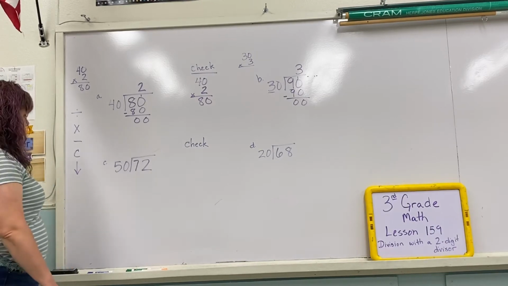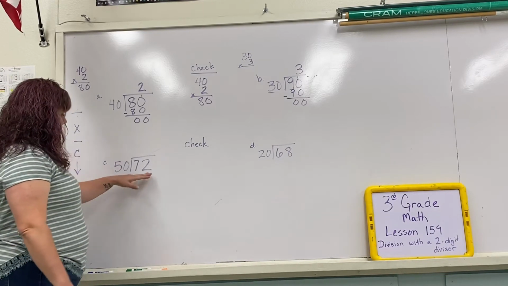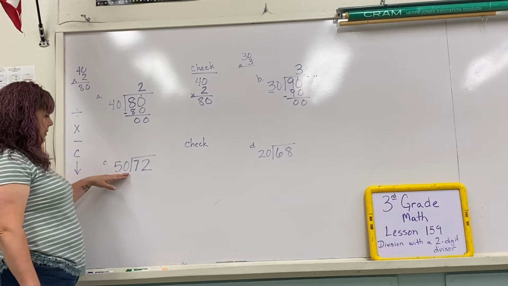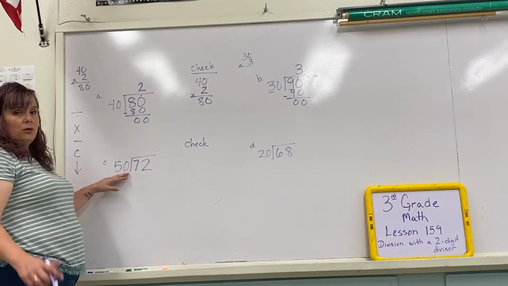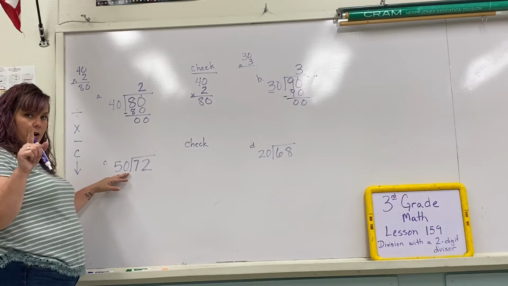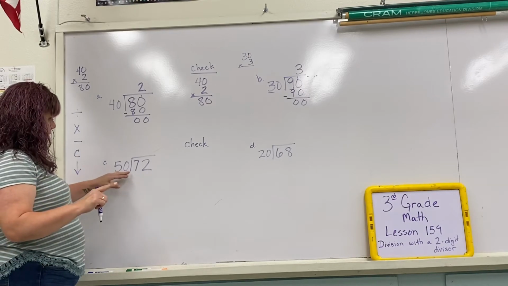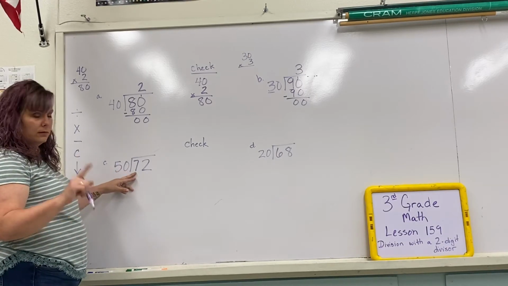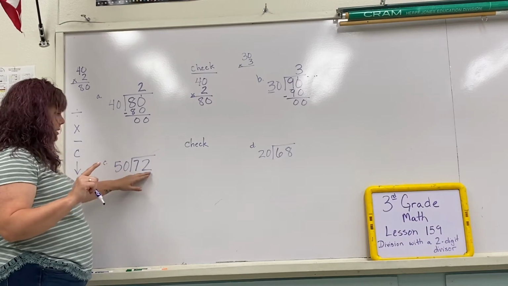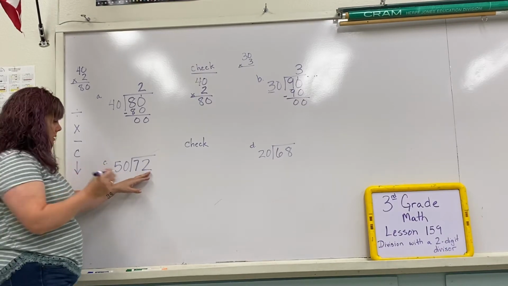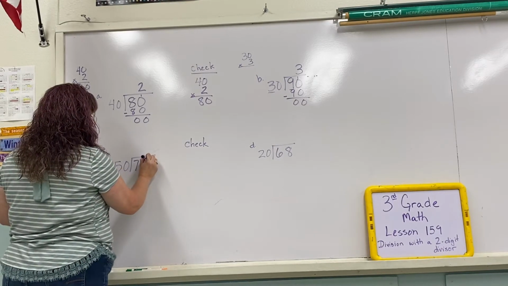Okay, so now we're on to C. 72 divided by 50, okay? First, we're gonna decide where we write our number. Can 50 go into 7? No. Can 50 go into 72? Yes, it can. So right there is where we're going to write our number.